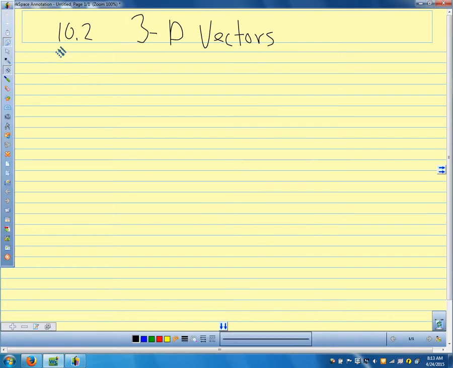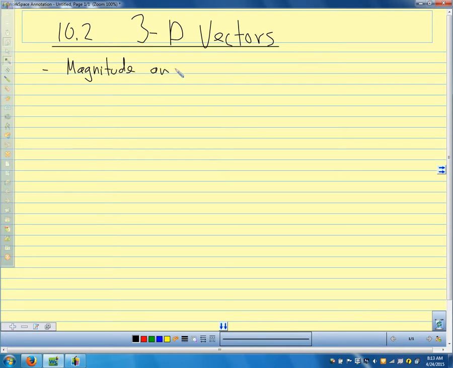So just as a reminder, a vector is something that has magnitude and direction. So we're saying we're going 75 miles an hour in that direction.